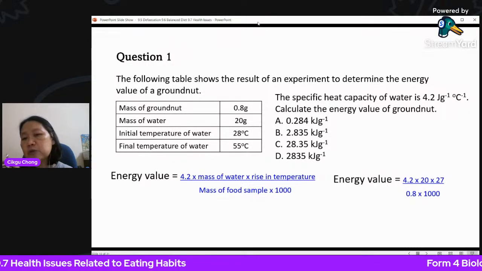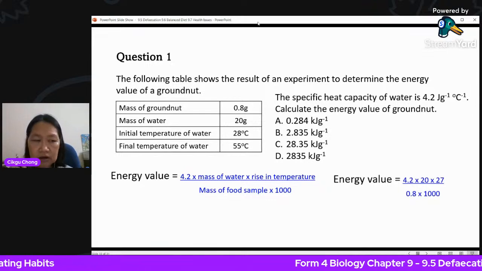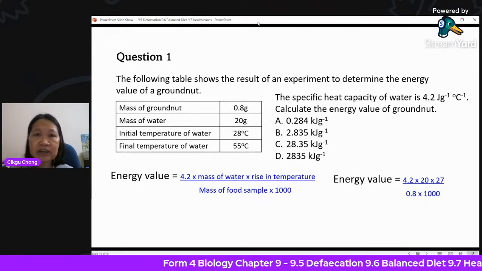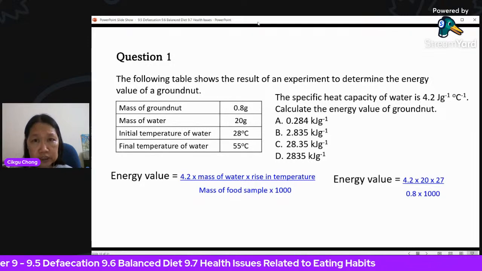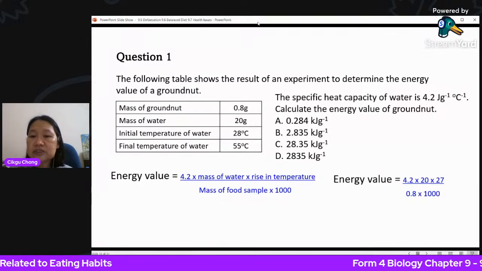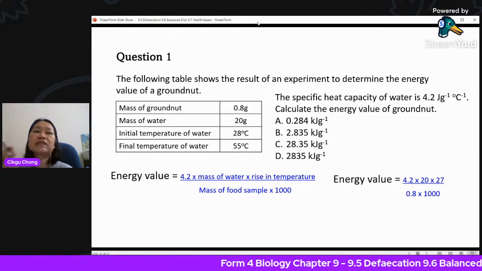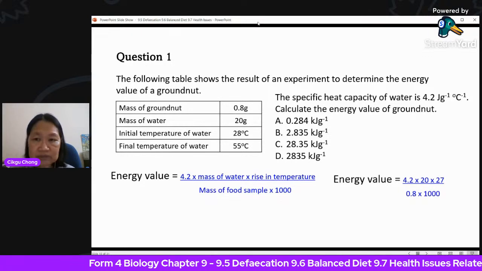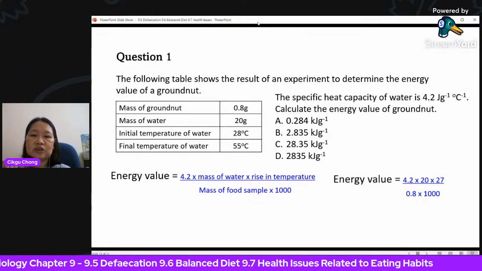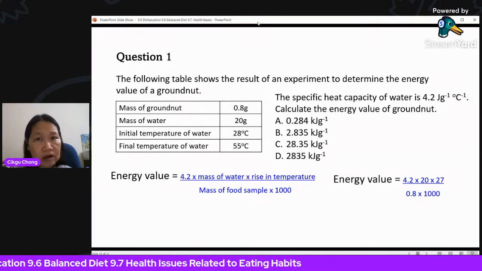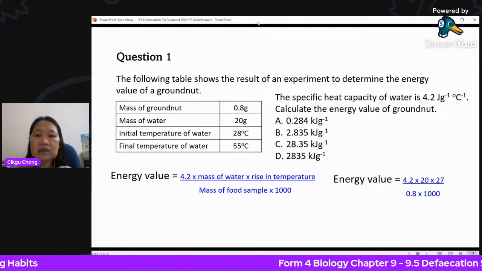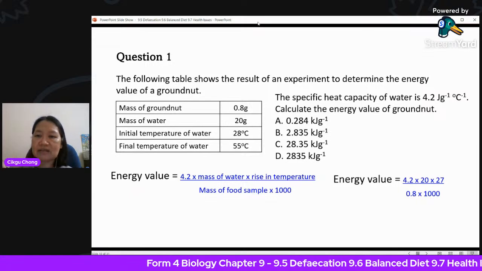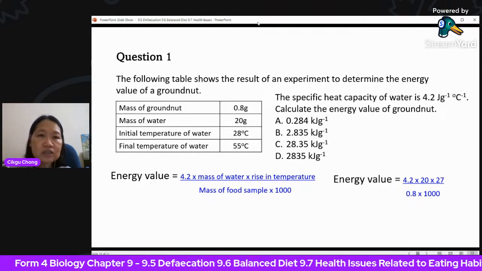Okay, so punch in and make sure when you punch your calculator, you do it this way. If you're not using your scientific calculator, you can use a normal calculator, but you've got to punch it this way. 4.2 times 20 times 27 divide 0.8 divide 1,000. Not times 1,000. You do not press times yet because here is divide by 1,000. So if you want to do it all in one step, a normal calculator will do. You do not need a scientific one. 4.2, times 20, times 27, divide 0.8, divide 1,000. Not times. If you times it, your answer will be wrong.